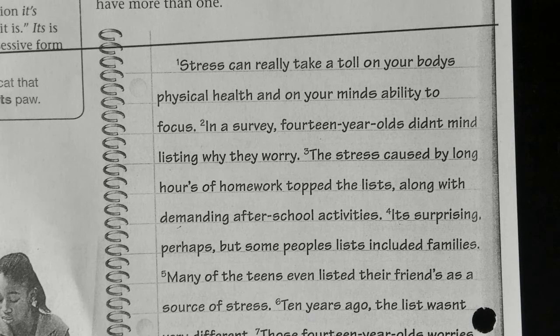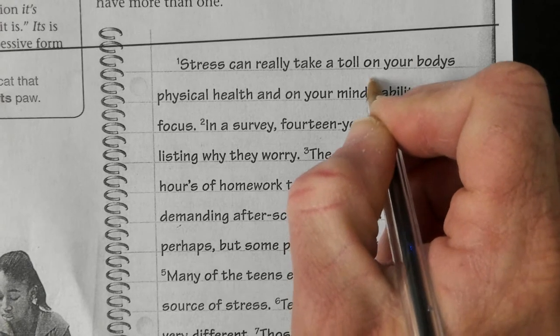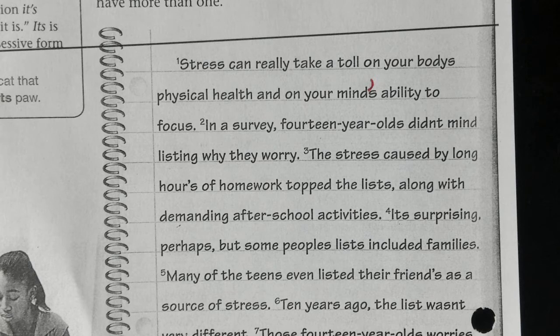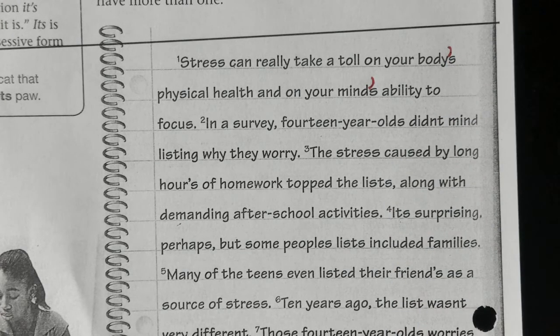Where? Okay. Because the ability belongs to the mind. Does anyone else see another place? Austin? I think body. Yes. The physical health of the body. There should be an apostrophe between the Y and the S.